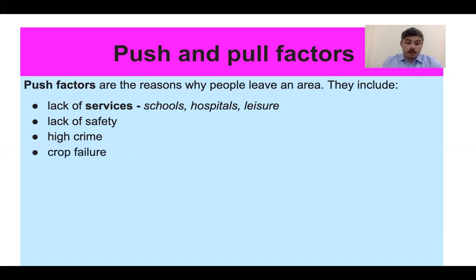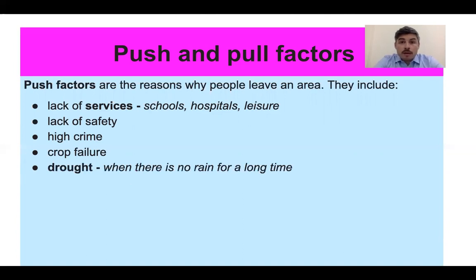Crop failure. So this is when crops fail. We looked at this related to China crops. So this is farming and food. What happens if the crops fail? People starve. Okay, and drought. Drought is the opposite of flooding. So flooding, we know that's when the rivers have too much water. We saw that with the Three Gorges Dam. Drought is the opposite, when there's no rain for a long time, there's no water, people have nothing to drink, and the animals, the crops have no food.